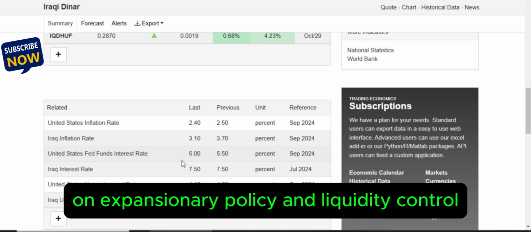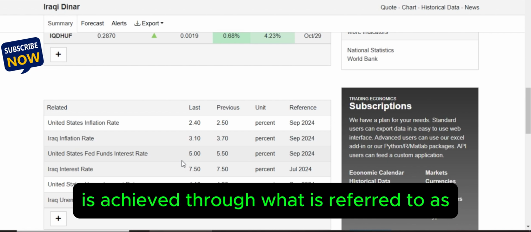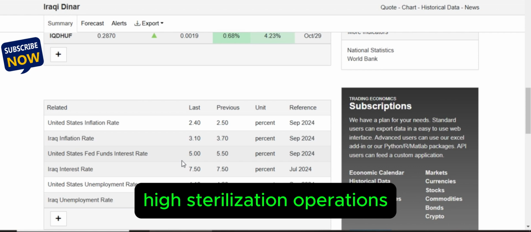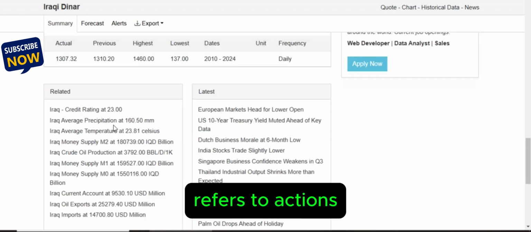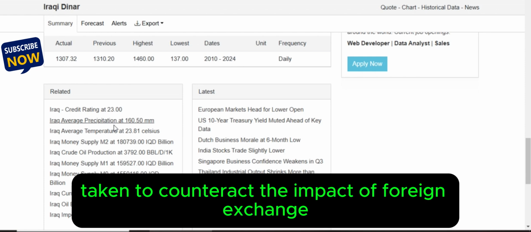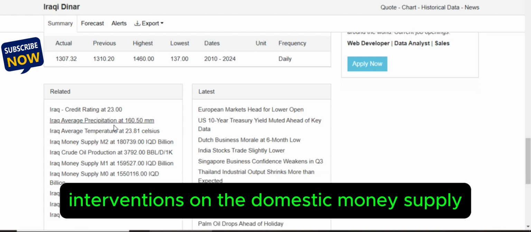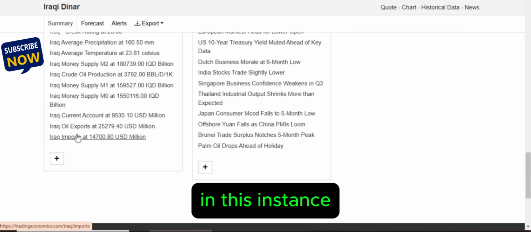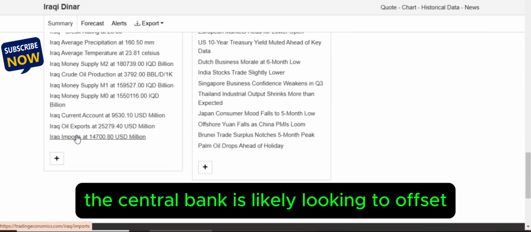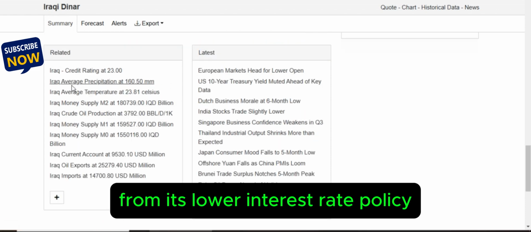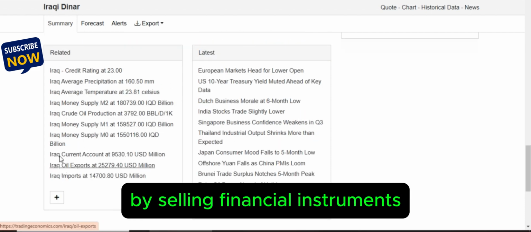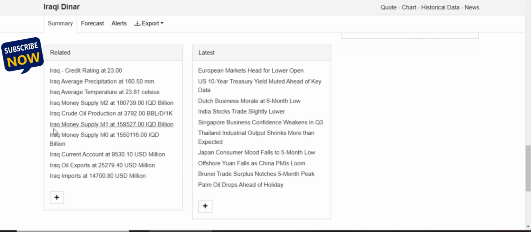This dual focus on expansionary policy and liquidity control is achieved through what is referred to as high sterilization operations. Sterilization in monetary policy refers to actions taken to counteract the impact of foreign exchange interventions on the domestic money supply. In this instance, the central bank is likely looking to offset the increase in money supply from its lower interest rate policy by selling financial instruments to absorb excess liquidity.